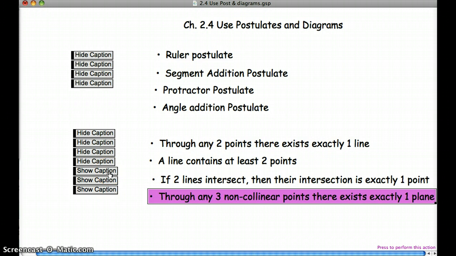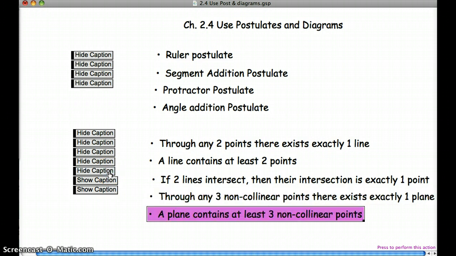Okay? Postulate 9: a plane contains at least 3 non-collinear points. You should start to see a pattern developing. Here, we defined a line. 2 points create a line. Here, a line has at least 2 points. These are conditional type statements. Here, we define, that's completely different. So here we define the plane. And now we're saying, hey, a plane has to have at least 3 non-collinear points. You don't have a choice. It must have those. That must be a condition it meets in order to be a plane.